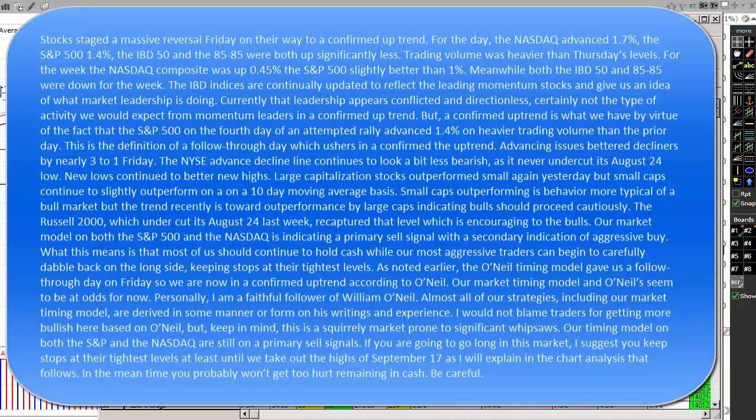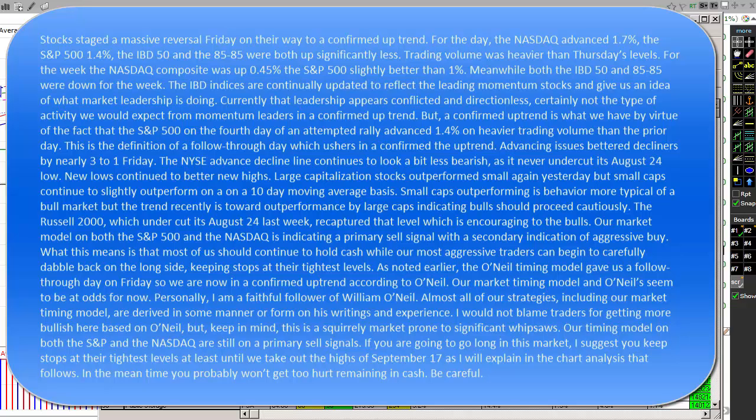Our market timing models for both the S&P and the Nasdaq are indicating a primary sell signal with a secondary indication of aggressive buy. What this means is that most of us should continue to hold cash, while our most aggressive traders can begin to carefully dabble back into the market on the long side, keeping stops at their tightest levels. As noted earlier, the O'Neill timing model gave us a follow-through day on Friday, so we're now in a confirmed uptrend according to O'Neill. Our market timing model and O'Neill seem to be at odds for now.